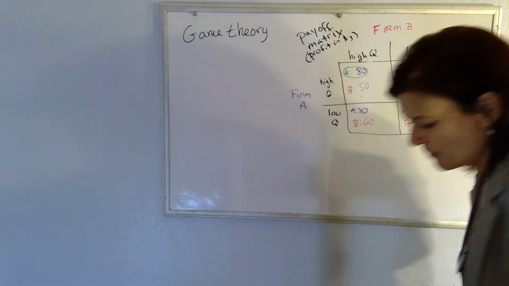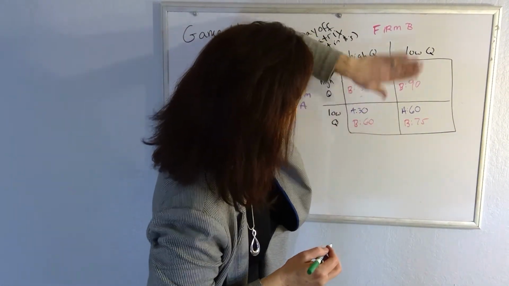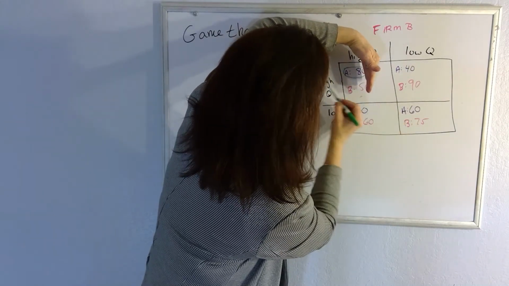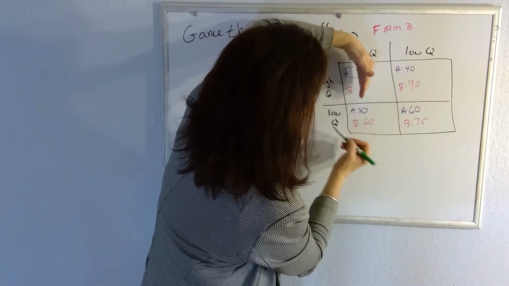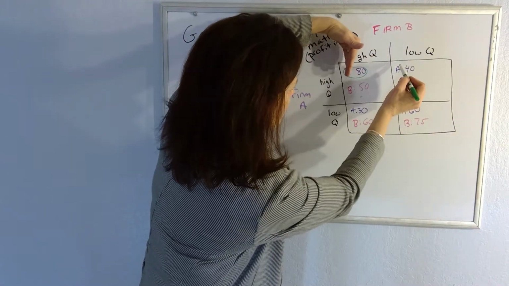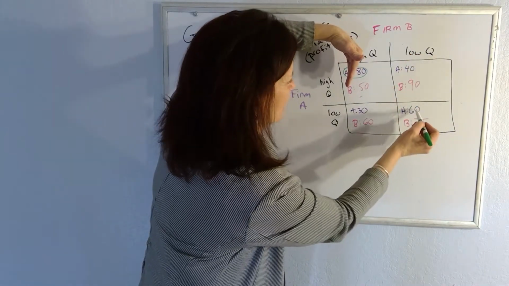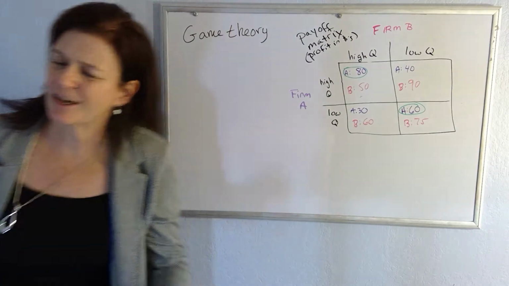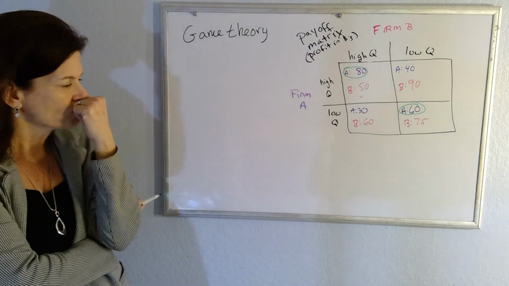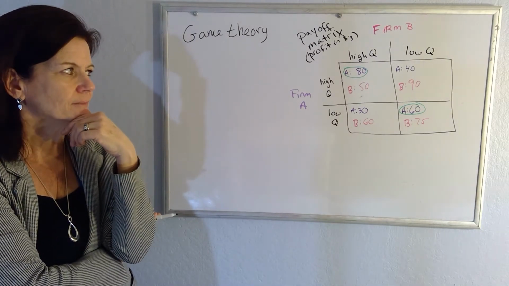I'd rather go high. But what if I knew that firm B was going low? What if I knew for sure firm B was going low? Then I could go high and get 40 or go low and get 60. As firm A, I'm choosing high or low, so I can go high and get 40 or low and get 60. If I knew firm B is going low, I'd go low. If firm B is going high, I want to go high. If firm B is going low, I want to go low. What about firm B?